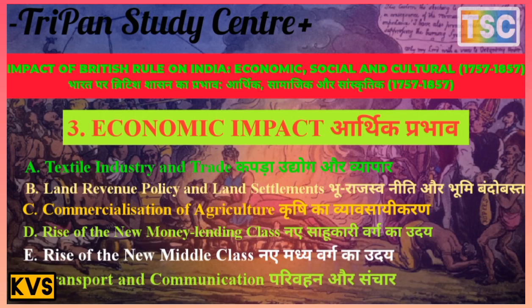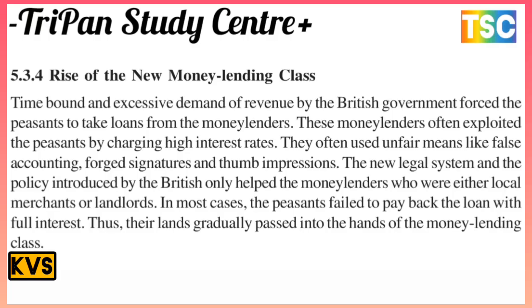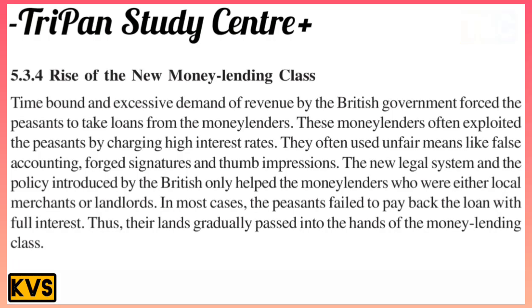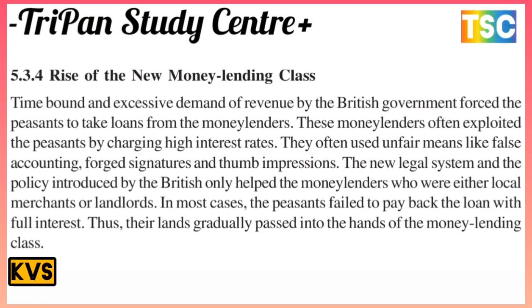The next topic: rise of the new moneylending class. The rigid and exclusive demand of revenue by the British government forced the peasants to take loans from moneylenders. These moneylenders often exploited the peasants by charging high interest rates.